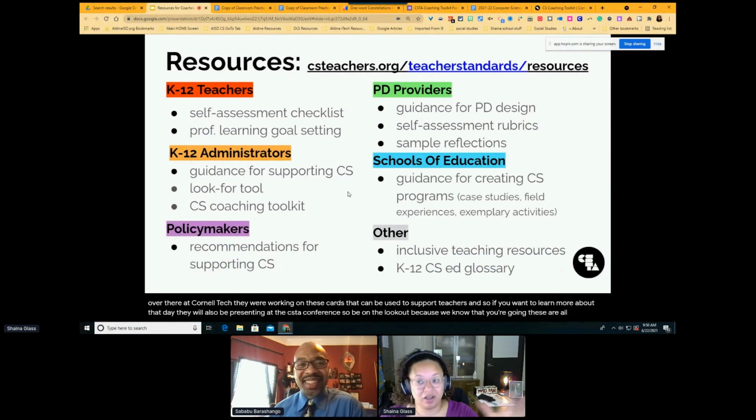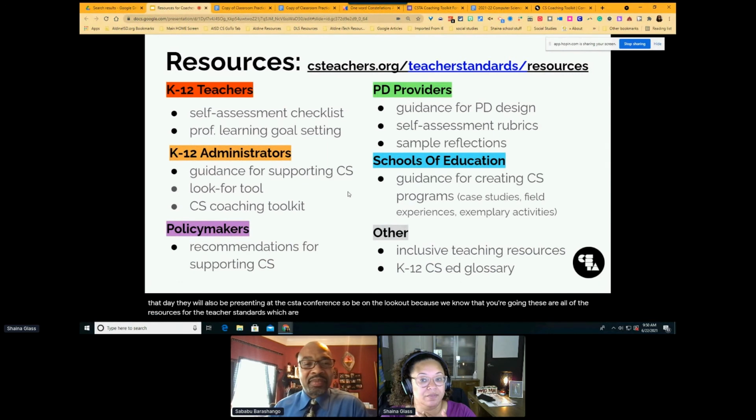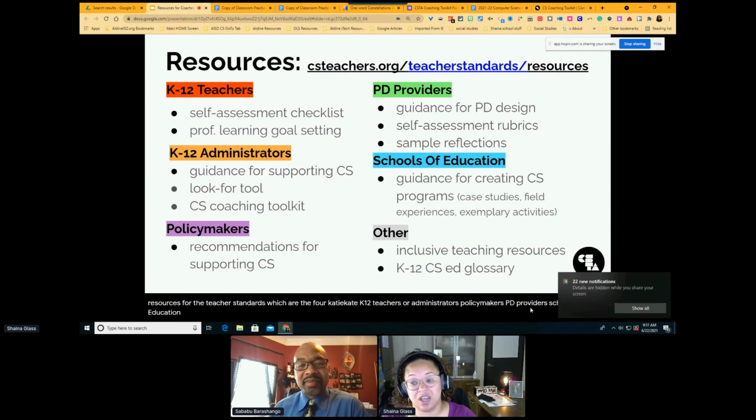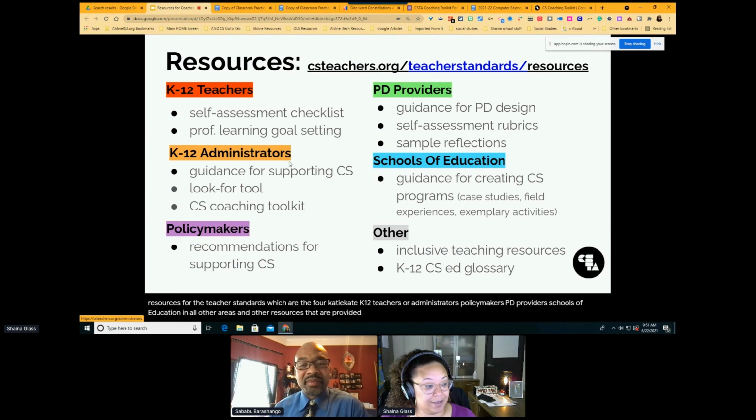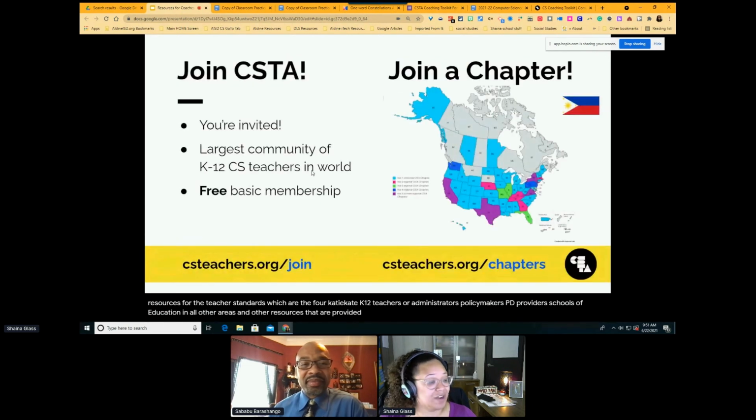These are all of the resources for the teacher standards, which are for K-12 teachers, for administrators, policymakers, PD providers, schools of education, and all other areas and other resources that are provided. If you're not already a member, make sure you join. It's free to become a member. Identify your chapter, as they're all over the country.